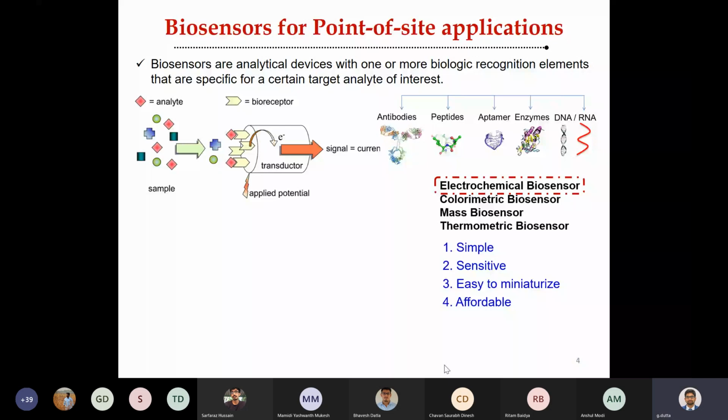The same thing applies to COVID. If we have some very simple device in our home, and we can say that he or she is affected by COVID, then let's keep them in quarantine until they are fine. So that's why we should remember these four important points when developing a sensor device for point of care.